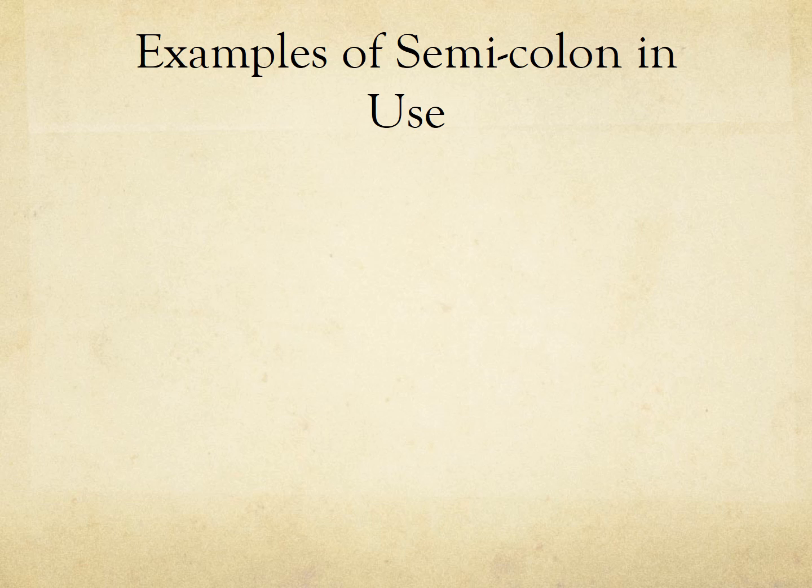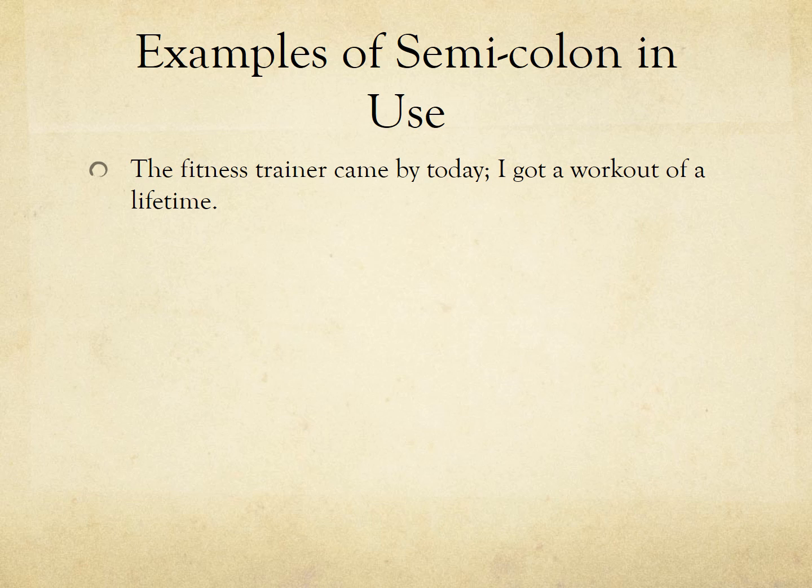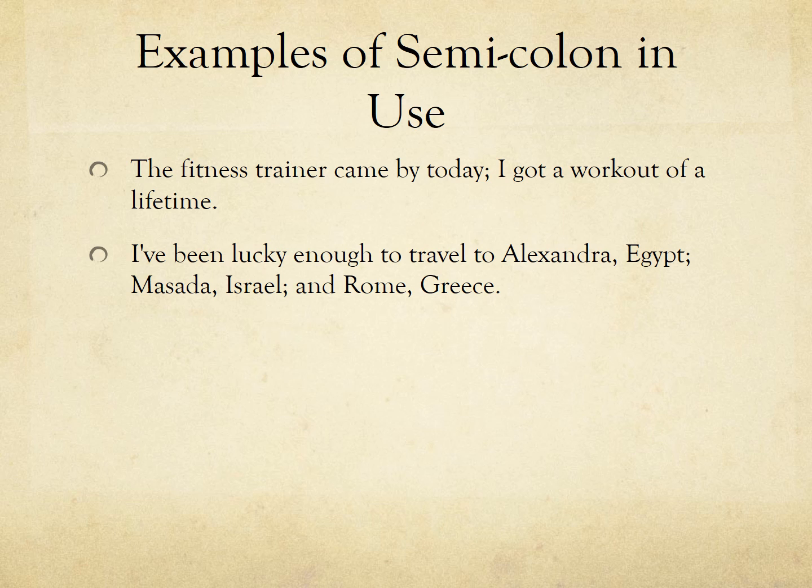Examples of the use of the semicolon. The first one is, the fitness trainer came by today; I got a workout of a lifetime. This uses the first rule, joining two independent clauses. My second example, I've been lucky enough to travel to Alexandria, Egypt; Masada, Israel; and Rome, Greece. This follows the rule of make a list of items that are separated by commas.